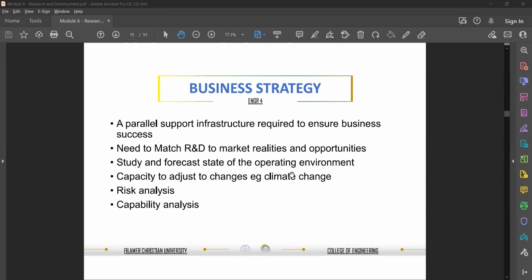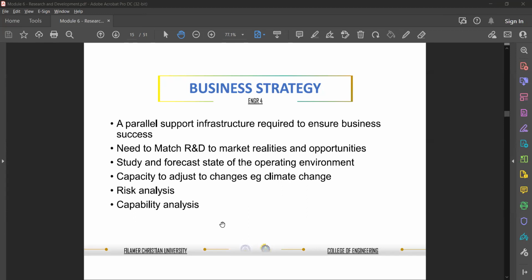Okay, so we have here some business strategy. This is the parallel support infrastructure required to ensure business success. And this needs to match the R&D to market realities and opportunities. So research and development is still included here. Then, study and forecast the state of the operating environment. So what is trending now? That is where you conduct a study. You forecast whether after 5 years, this is still trending.